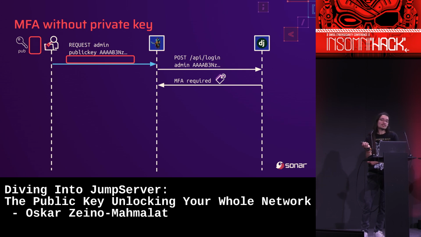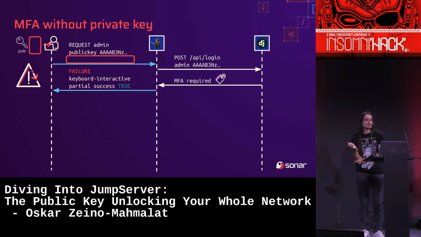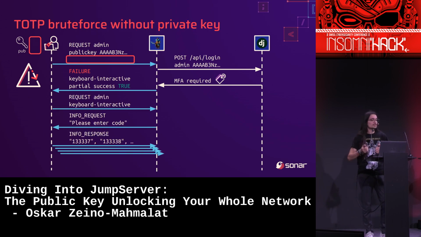And this confuses the state of Coco a bit. And it turns out it just replies with this failure message again in exactly the same way we've seen before, also saying partial success true. So what this means, basically, is we've successfully done the first authentication without actually ever having the private key. And now we can try to brute force the TOTP code that is correct in this case. So we skipped one of the two factors of authentication here.